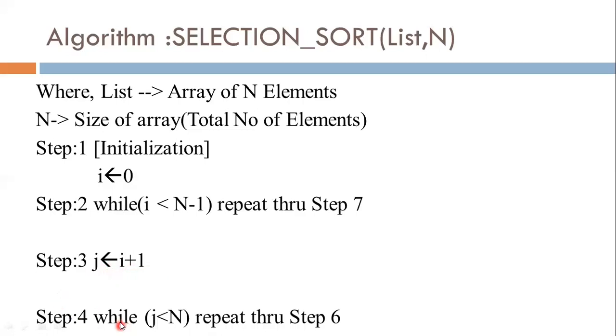Now step number 4, which denotes the total number of elements in our array. Total number of elements is n, and j less than n, which denotes the comparison of each and every element with our selected element. Means the first element is compared with the second, the first element is compared with the third, then the first element is compared with the fourth, and so on. So this loop denotes the number of times the comparison is made with our selected element.